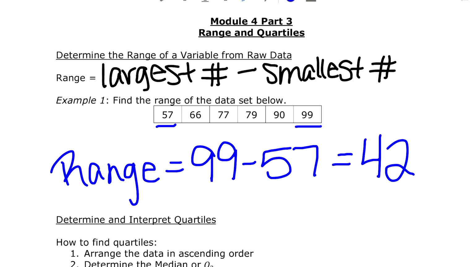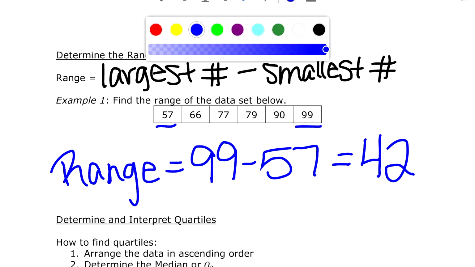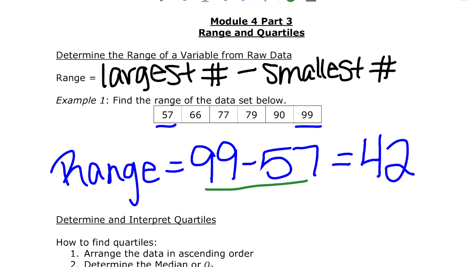Make sure when you calculate range, you don't just leave it as this subtraction here. You actually need to find a single number to describe the range. So range is pretty simple. Just find the biggest number, subtract the smallest number.